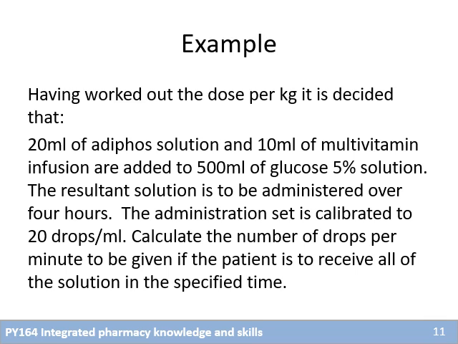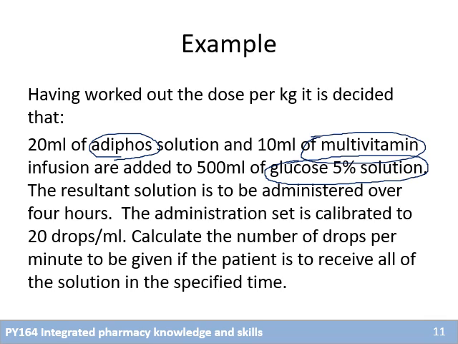Okay, so let's look at an example. Having worked out the dose per kilogram, it's decided that 20 mils of Adiphos solution and 10 mils of multivitamin infusion are added to 500 mils of glucose 5% solution. So our Adiphos and the multivitamin are our drugs here. And they are in the glucose 5% solution, that's like the solvent, if you like, that it's given in. And this will keep it isotonic as well. We'll talk about isotonicity later.